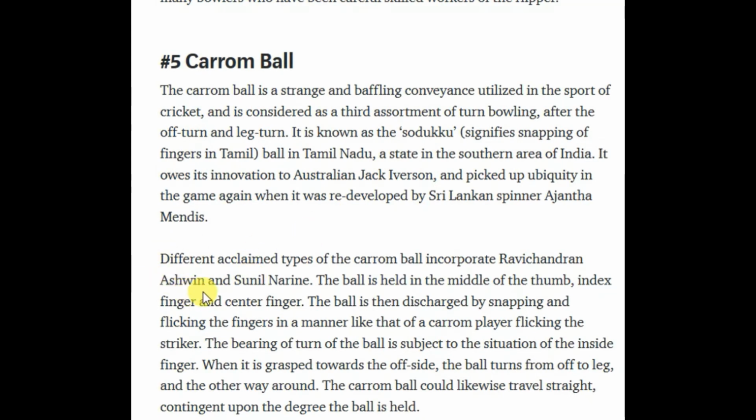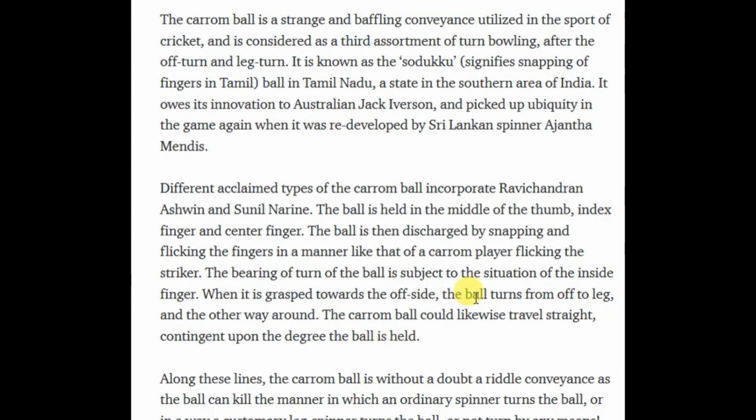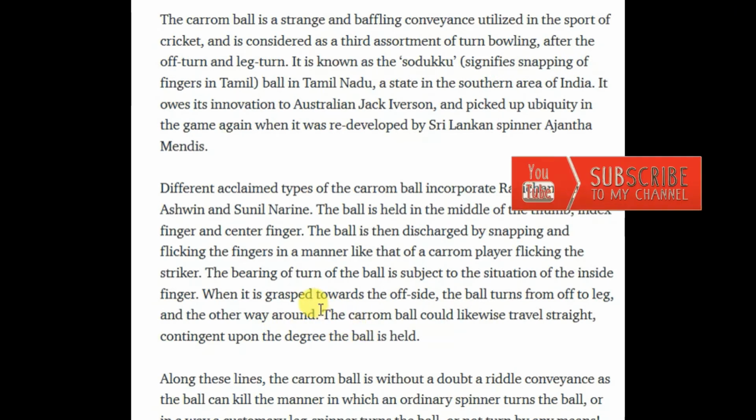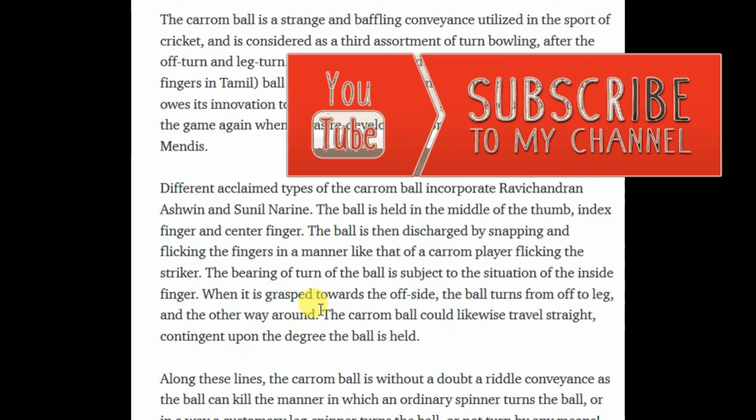Ravichandran Ashwin and Sunil Narine also use this type of bowling, using the middle of the thumb, index finger and middle finger. This ball is released by snapping and flicking the fingers in a manner like a carom player flicking the striker. The gripping position is toward the off side and the ball turns off to leg, and the other way around. This causes confusion in the mind of the batsman.